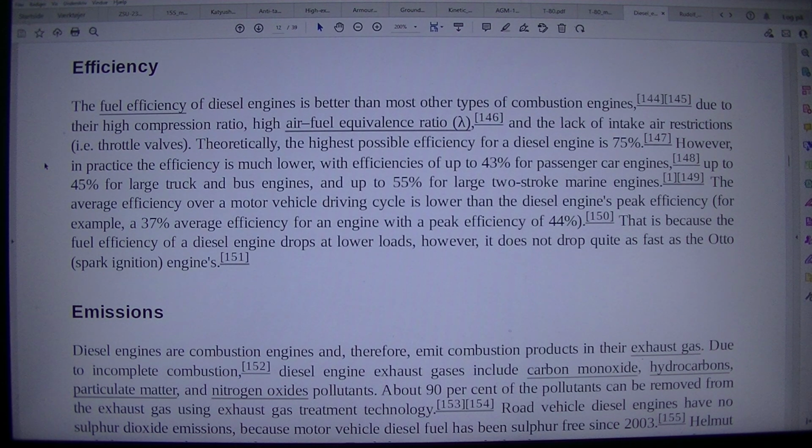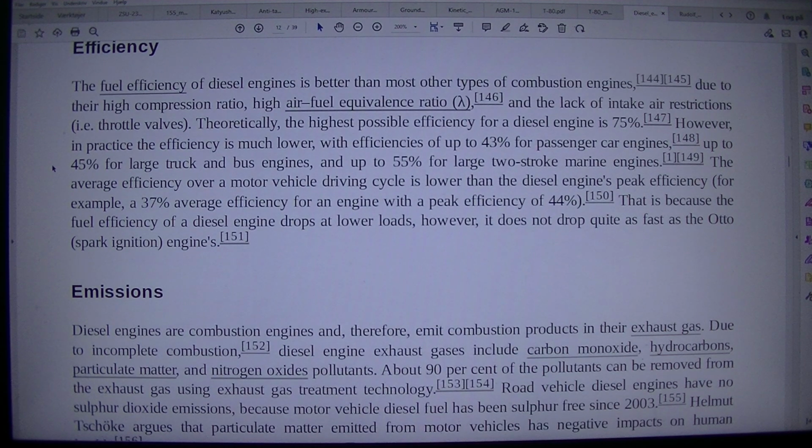The average efficiency over a motor vehicle driving cycle is lower than the diesel engine's peak efficiency. For example, a 37% average efficiency for an engine with a peak efficiency of 44%. Because the fuel efficiency of a diesel engine drops at lower loads, however, it does not drop quite as fast as the Otto, spark ignition, engines.